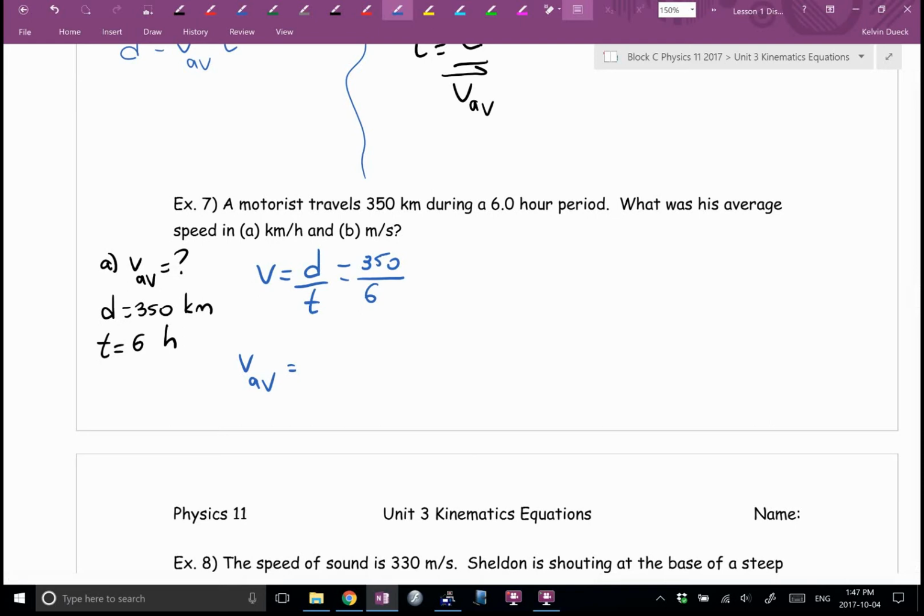58.33333. Okay. By the way, this 350, how many sig figs? 2. This 6.0, how many sig figs? Not 1, but 2. So technically, how many sig figs should I go to in my final answer? 2. I'm going to go to 3. I'll go 58.3.